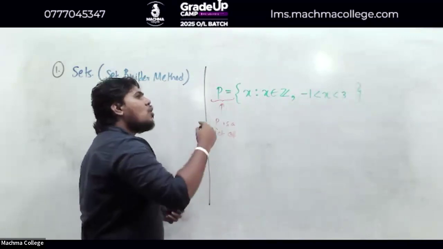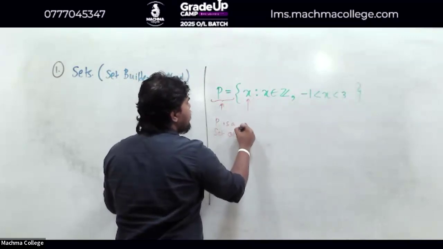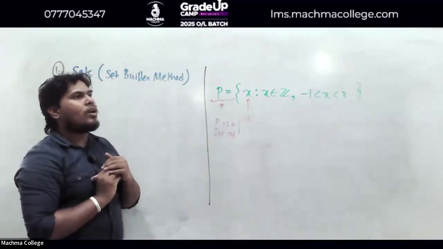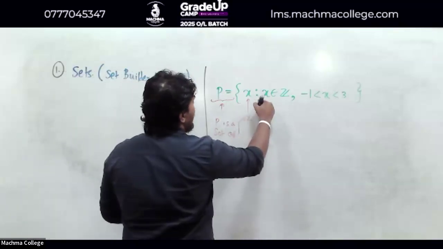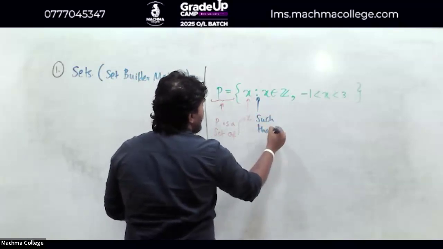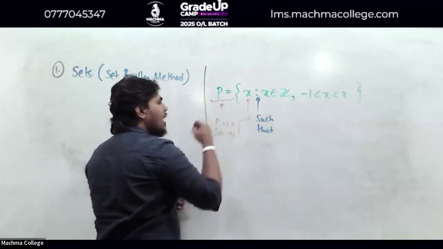P is a set of x. What are these two dots then? These two dots mean such that. Okay. P is a set of x such that.